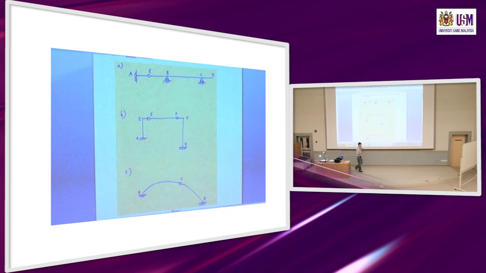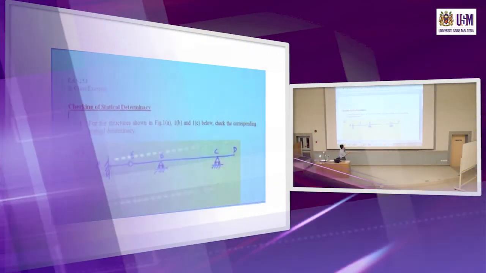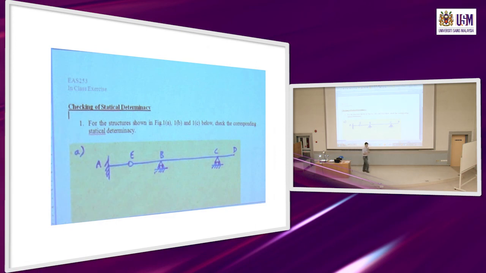When you're asked to check the statical determinacy, it means you have to determine whether it is statically determinate or statically indeterminate. And if it is statically indeterminate, you have to indicate the degree of statical indeterminacy. So that is the meaning of checking the corresponding statical determinacy.